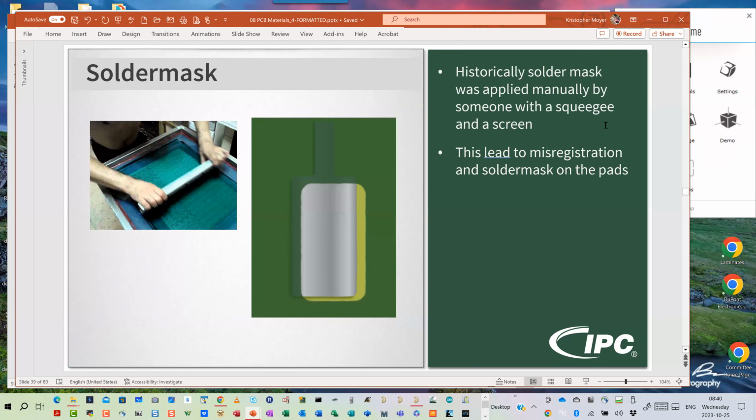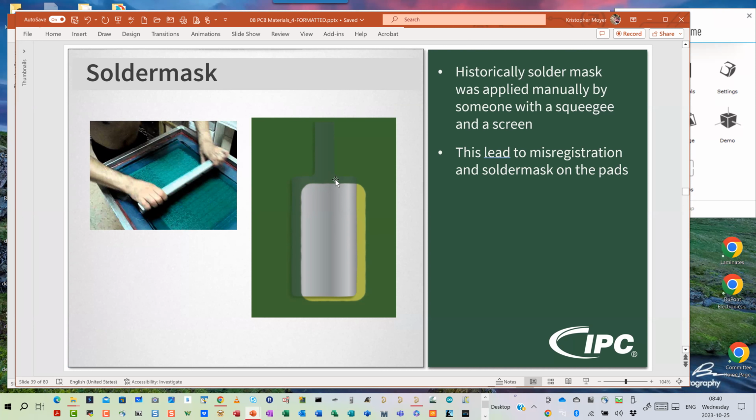Historically, solder mask was applied manually by someone with a squeegee and a screen. This could lead to misregistration of the solder mask on the pads. I'm assuming we've all seen this at one point. You get your board in from the fabricator and you look at it and you notice that the solder mask is kind of offset from the solder pad itself.